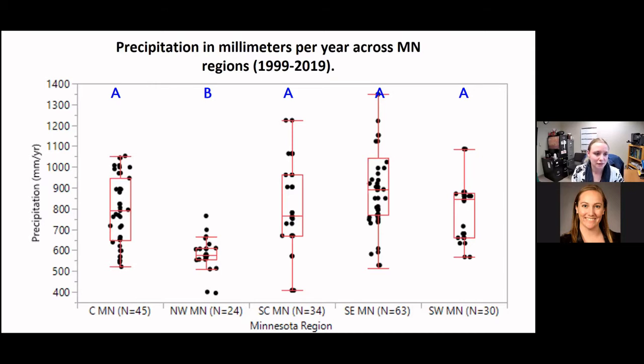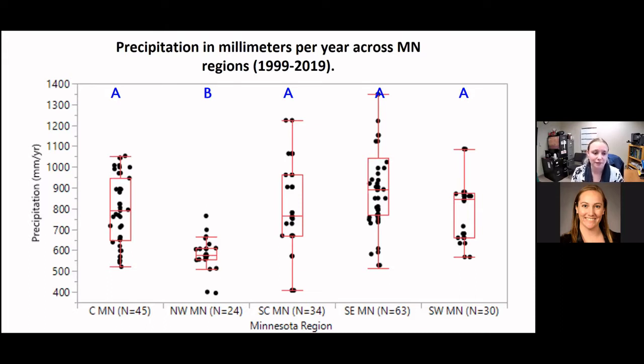And then just a quick brief overview of statistical understanding, for some of the audience that may not be familiar. If a category of data, or a distribution of data, has its own letter assigned to it, that means that data set is statistically different or unique enough from the rest of the data sets.